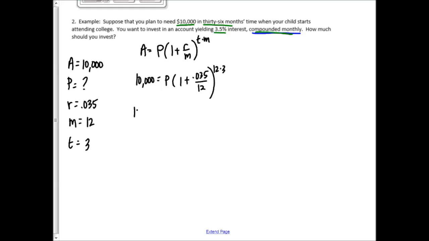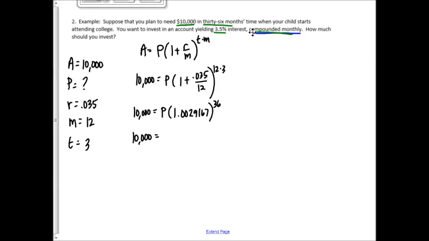All right, now remember, do the inside of the parentheses first. So when you do that, you're going to do 0.035 divided by 12 and then add 1 to it. And when I did that, I got 1.0029167, and 12 times 3 would be 36. I kept a whole bunch of decimal places out, and I round to 2 at the end.